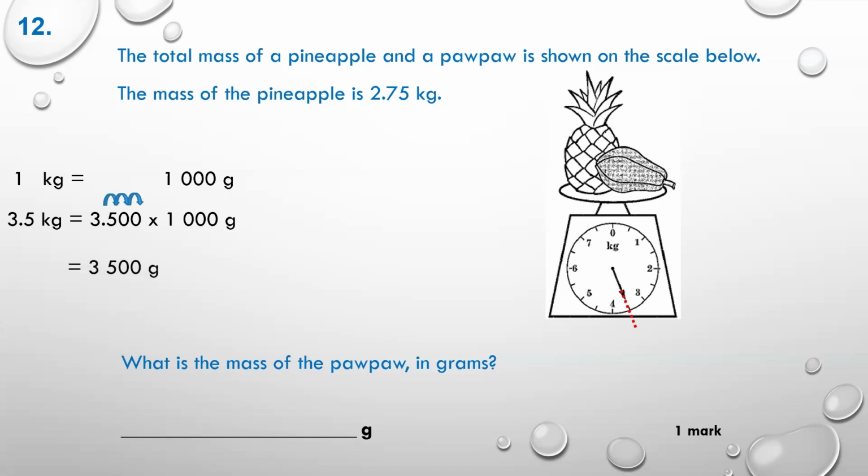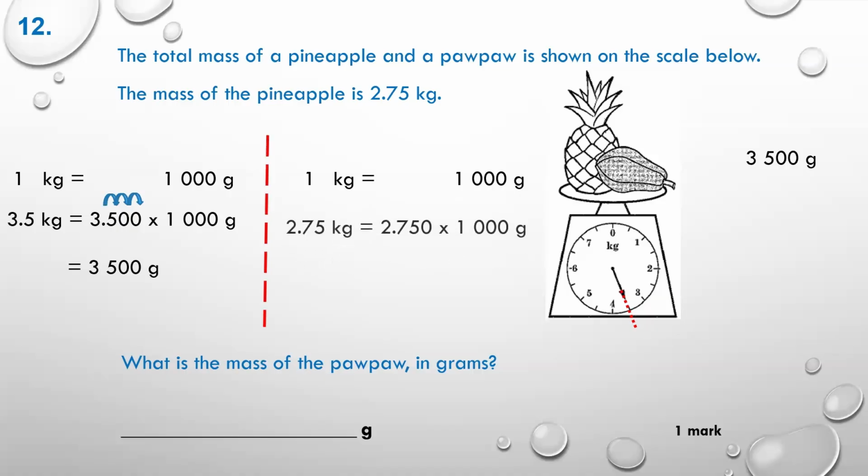So we know that the total mass of the pineapple and the pawpaw is 3.5 kilograms or 3,500 grams. So let's put that up there. Now, what else do we know? We know the mass of the pineapple. Since 1 kilogram is equal to 1,000 grams, the mass of the pineapple is 2.75 kilograms. So let's convert that, 2.750 multiplied by 1,000.